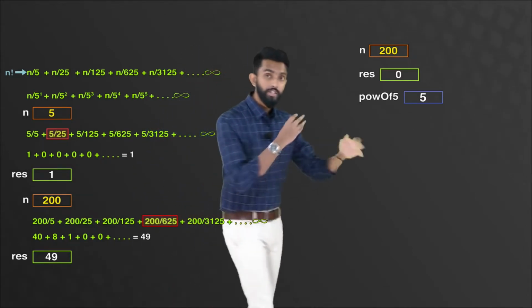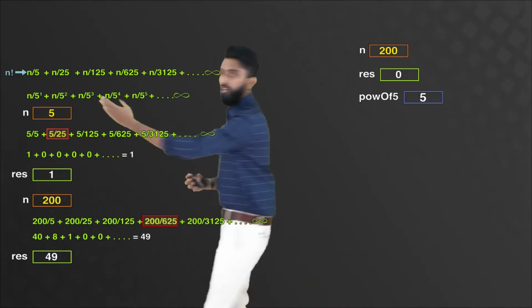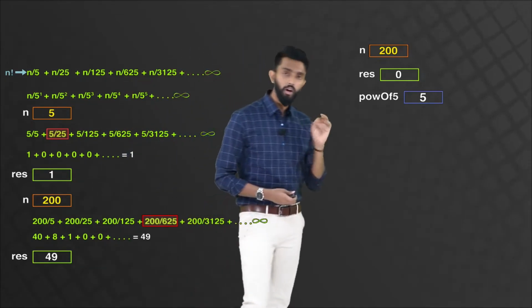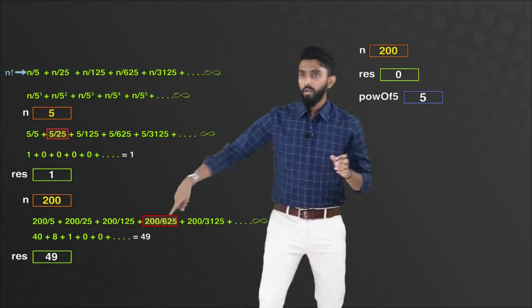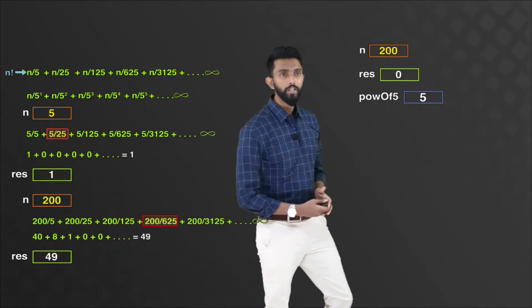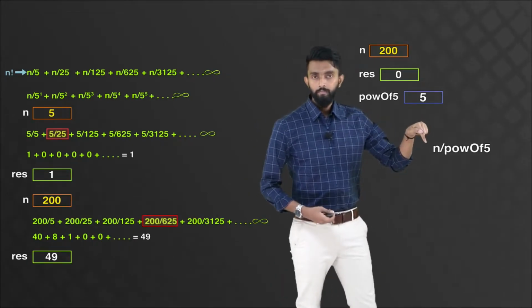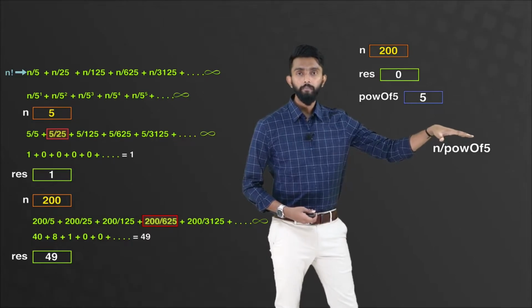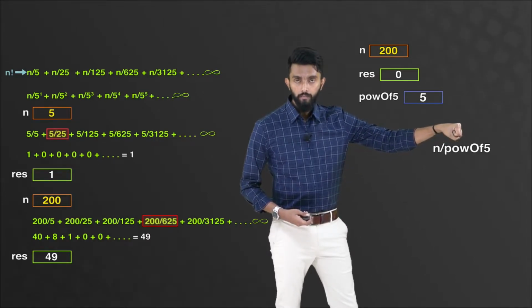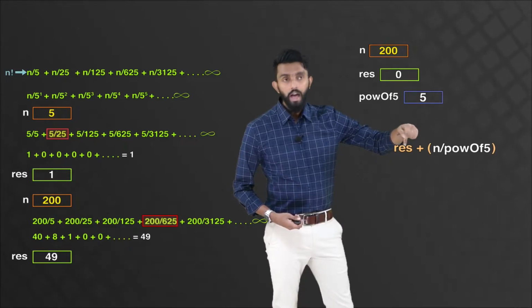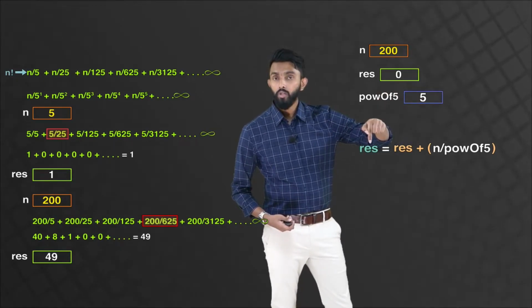Next, what you might ask? Now comes the core logic. We have to start doing this division. How will you do this division? Very simple. All you have to do is, ultimately in result only you have to store it. So I will say, take n, divide it by whatever is the existing value of the power of 5. That result you take, add it to the existing value of result and update it to result. That is what I will be doing.